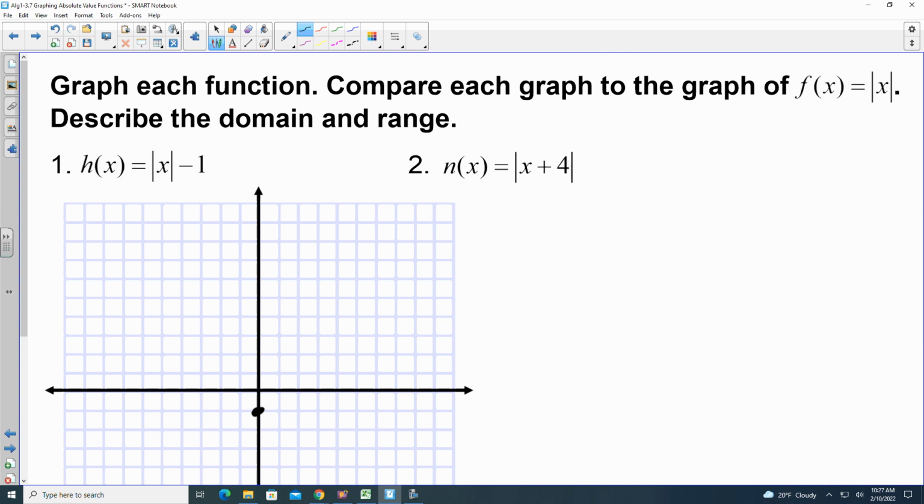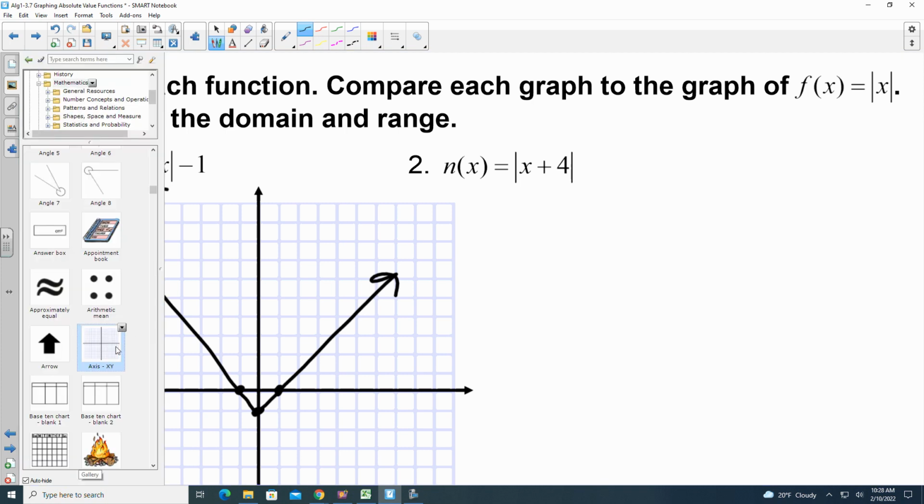Now, if I said, let's say I put negative 1 in for x here, absolute value of negative 1 is 1. 1 minus 1 is 0. So negative 1 comma 0 is right there. Absolute value of positive 1 is still 1. 1 minus 1 is 0. And that's what I got right there. And so this is how we would graph this particular function.